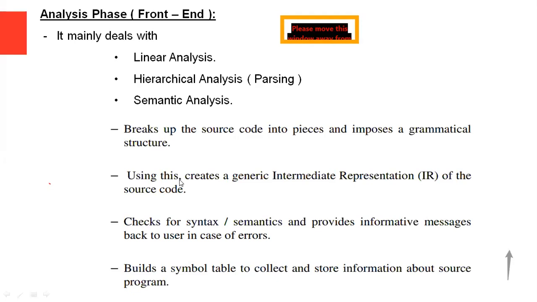So next one, using this creates a generic intermediate representation, IR, of the source code. So in this front end it is given to the intermediate representation. In the previous slide we saw the intermediate representation of a source code, and then it checks for syntax or semantics and provides informative messages back to the user in case of any errors, right? So we are constructing a parse tree or syntax tree that is semantically verified or not. If it is semantically verified, there are no errors, so then we move to the next stage, intermediate code generation. If we get any errors, they are sent back to the user.